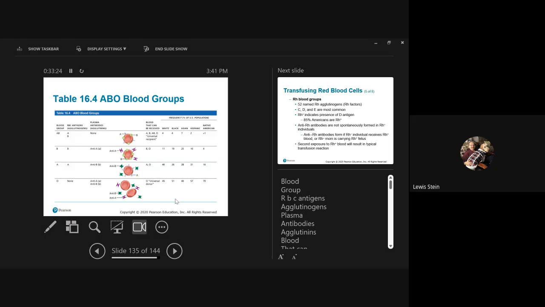Rh, the factor that we'll get to, is another antigen. It doesn't include an antibody. If you're Rh positive, you have an Rh antigen. That means your body makes antibodies to that if you're not used to it. So if it was O positive and you infuse that into someone who was negative, any kind of negative, they would have a reaction.